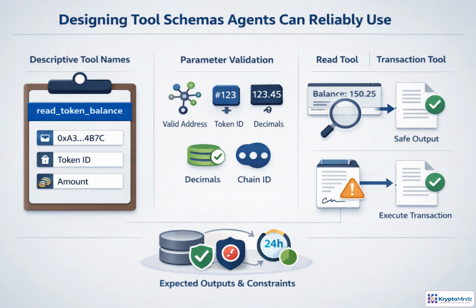A tool schema is the agent's contract for safe action. If a raw ABI name is unclear, wrap it in plain language. Balance of can become read token balance. Make every input explicit, including address format, token ID type, decimal handling, chain ID, deadlines, and recipients. Keep read-only tools separate from transaction preparation tools, so a request for information can never become a write. Finally, define expected outputs and constraints, so results are predictable and auditable.